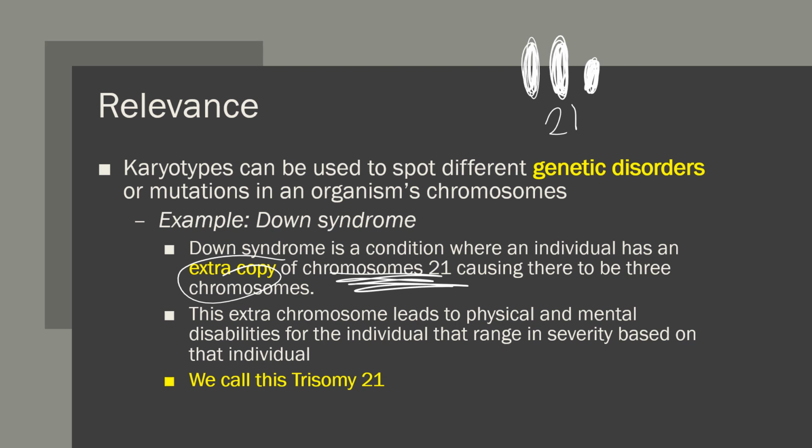Now, the severity of those disabilities is dependent on that individual, but if we see 3 chromosomes at number 21, we call this trisomy 21, and that is the scientific name for Down syndrome. So these karyotypes can tell us a lot about one specific individual, but it can also tell us a ton, and we're able to actually look at different karyotypes and determine the different genetic disorders that that organism has. So let's practice this a little bit.